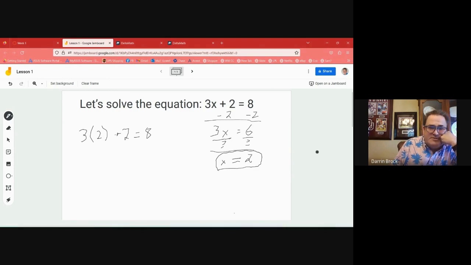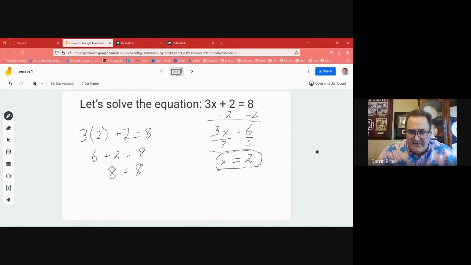All right, so 3 times 2 is 6, plus 2 is 8. 8 equals 8. It works out exactly correct. That verifies 2 is a solution.